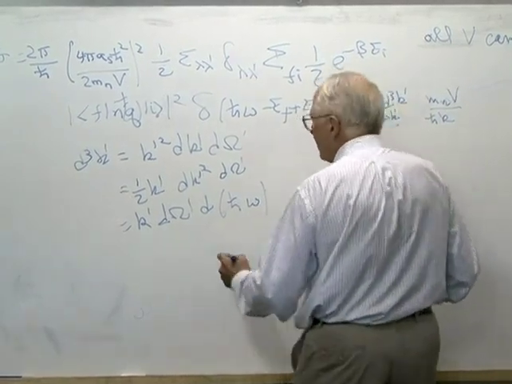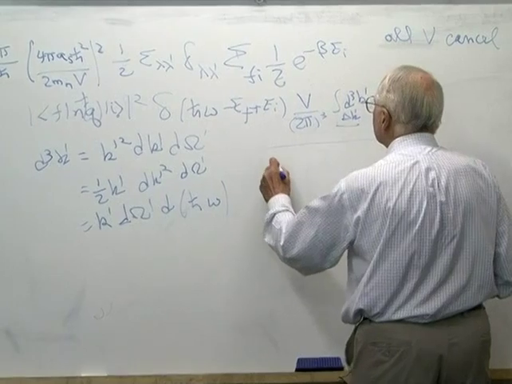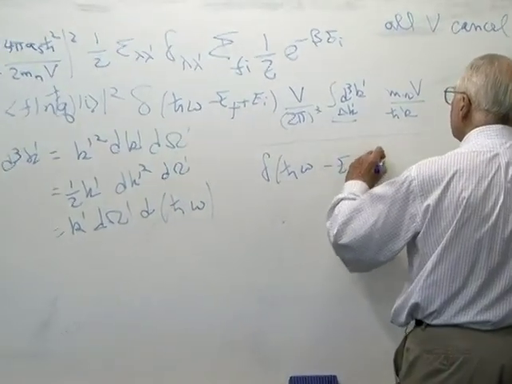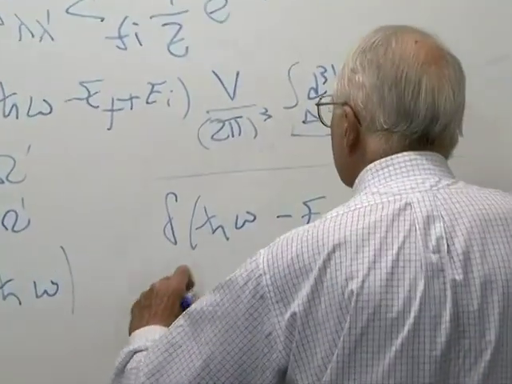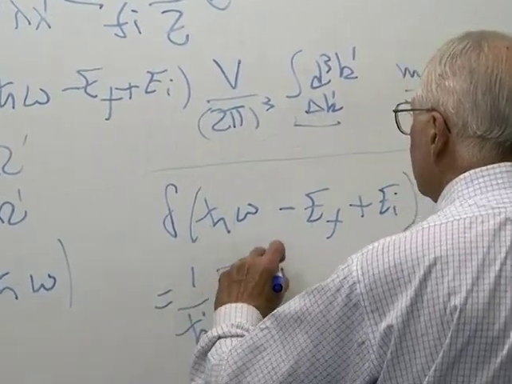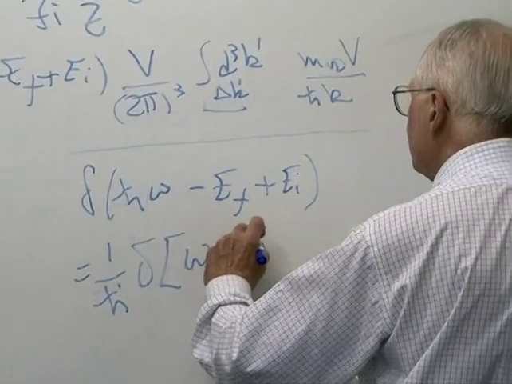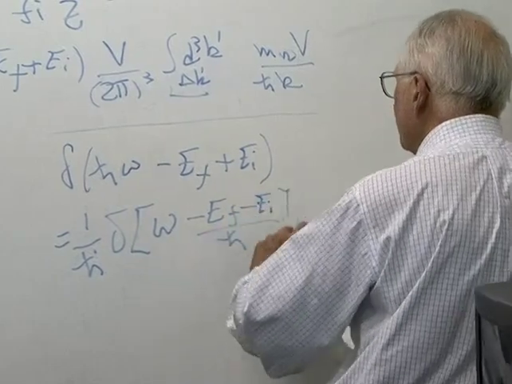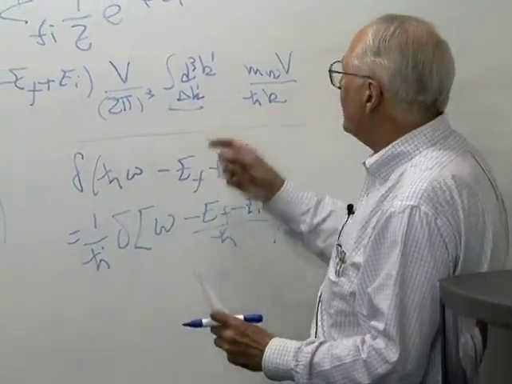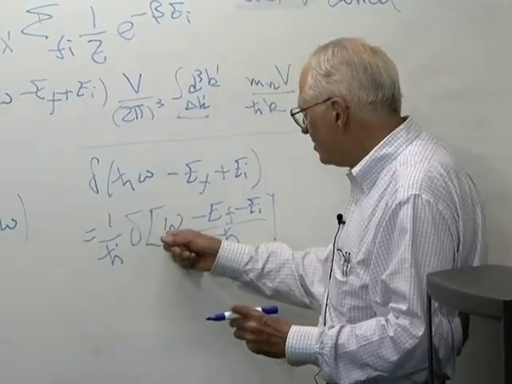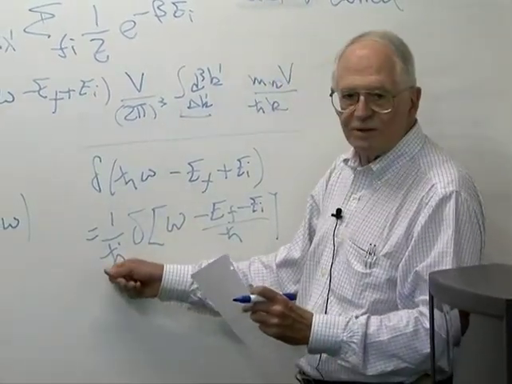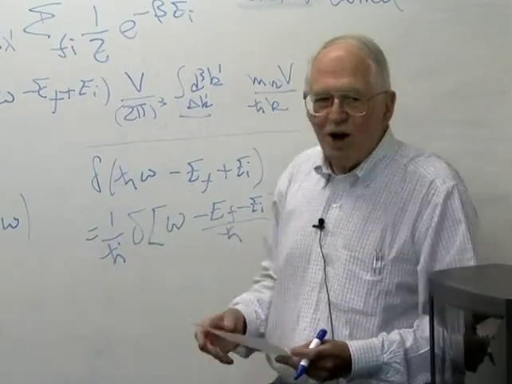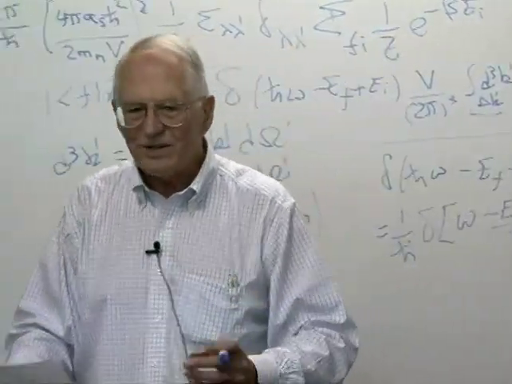And finally, the other trick I'm going to use, not a trick, you write δ(ħω − E_f + E_i) as 1 over ħ δ(ω − (E_f − E_i)/ħ). That's the conventional way to write this. So in this delta function, I'm going to write it with a factor of 1 over ħ in front of it. Okay. Now, you just have to go home and write all this down and collect all the factors carefully.